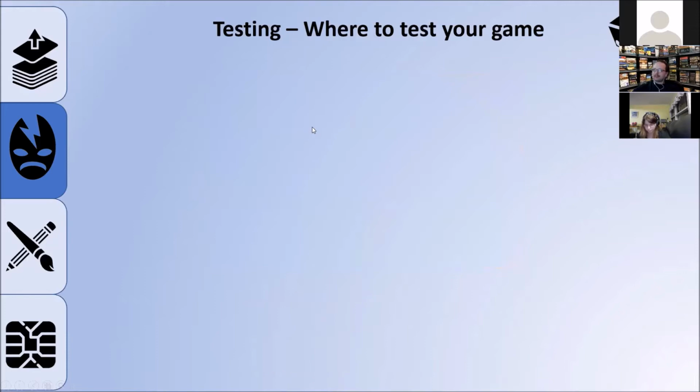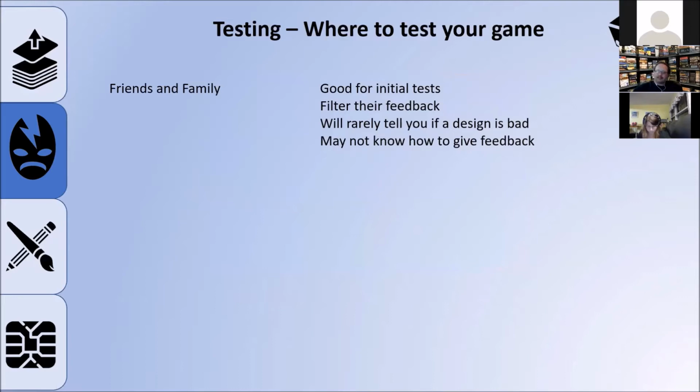So, where are you going to test? We talked about the first bit last week, which is friends and family. So these are great for your initial tests, but you have to keep in mind that people filter their feedback, even unintentionally. And it's rare that a friend or family member will tell you if a design is just plain bad. So it's not always going to be the most useful feedback in the end, and they may not even know how to give you feedback.